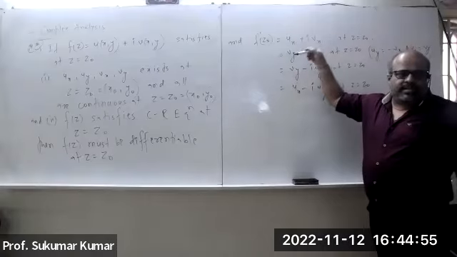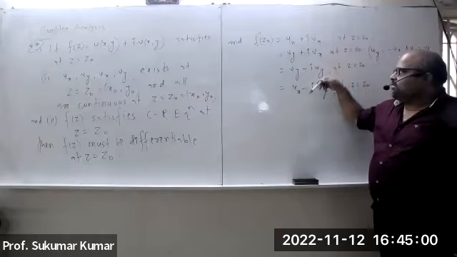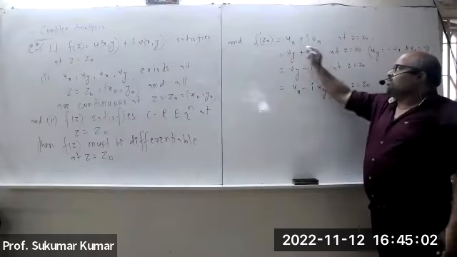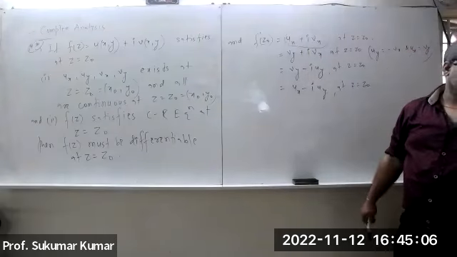You can write del u by del x form also, del u by del x plus i del v by del x, and only Cauchy-Riemann, put and finish. So only one, if you remember this portion, everything you can change by the Cauchy-Riemann equation.